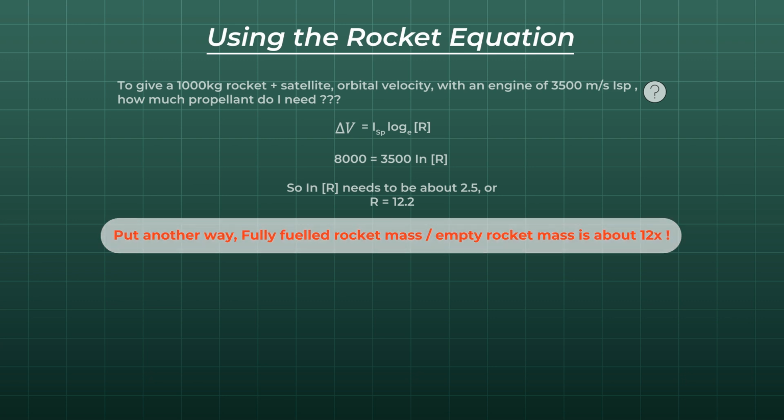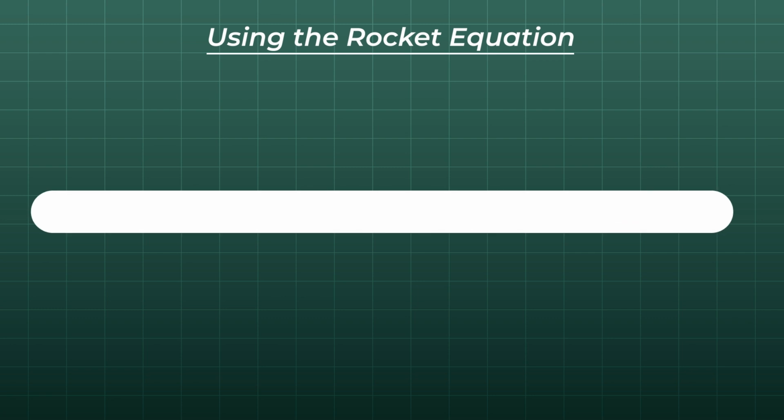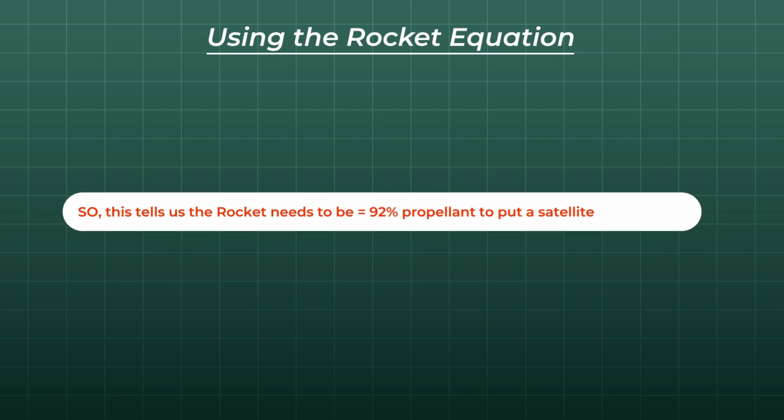Wow! Recall that R is rocket and satellite and propellant divided by empty rocket and satellite, which is just 1,000 kilograms. Doing a bit more maths gives us propellant of 11,000 kilograms, or 11 times the mass. So, this shows us that the rocket required to put the satellite into orbit needs to be over 90% propellant. That's a huge flying petrol tank, and it's all got to be light enough so that you don't waste propellant taking too much rocket itself, tanks, engines, into orbit, or there'll be no room for your satellite.